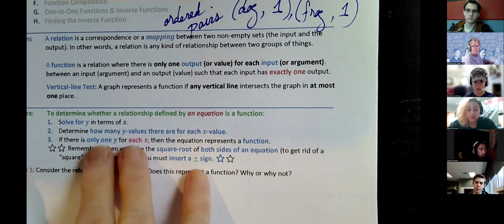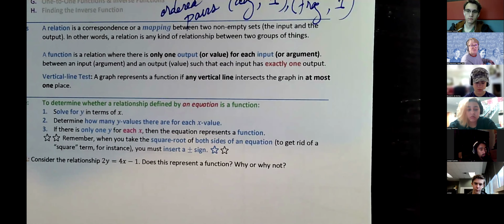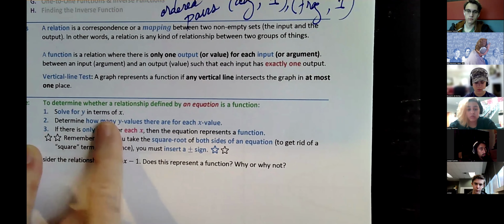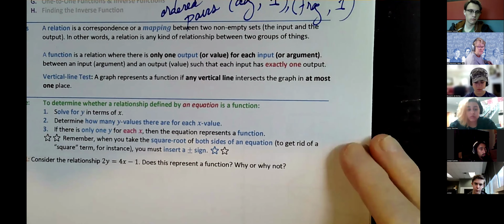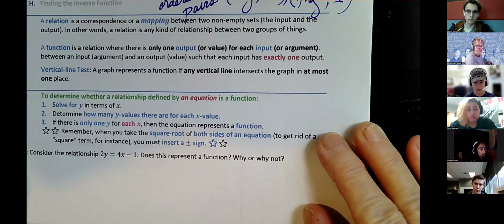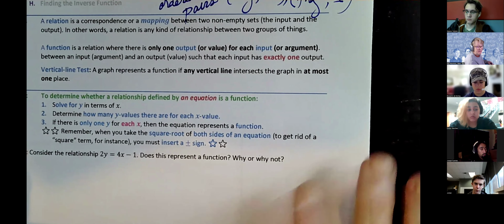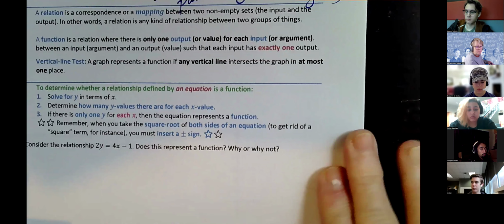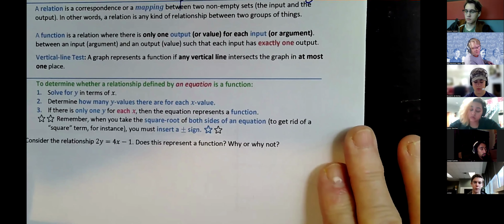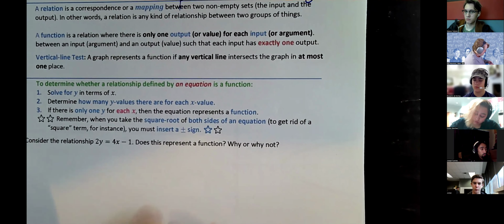So say we've got an equation and we want to see if that equation describes a function or just a relation. What we're going to do first is solve for y in terms of x, and then we're going to see how many y's we get for each x. And you'll see in a moment why we ever get more than one from an equation.